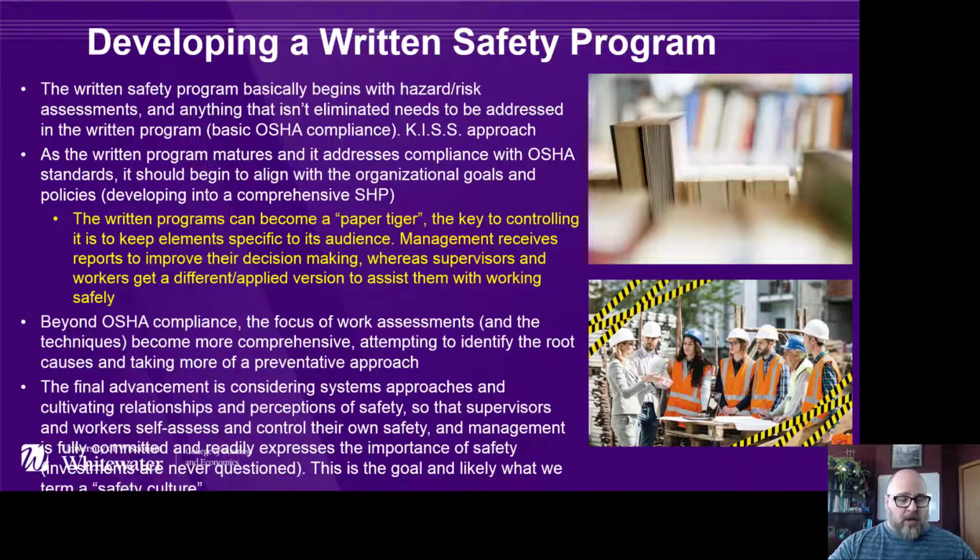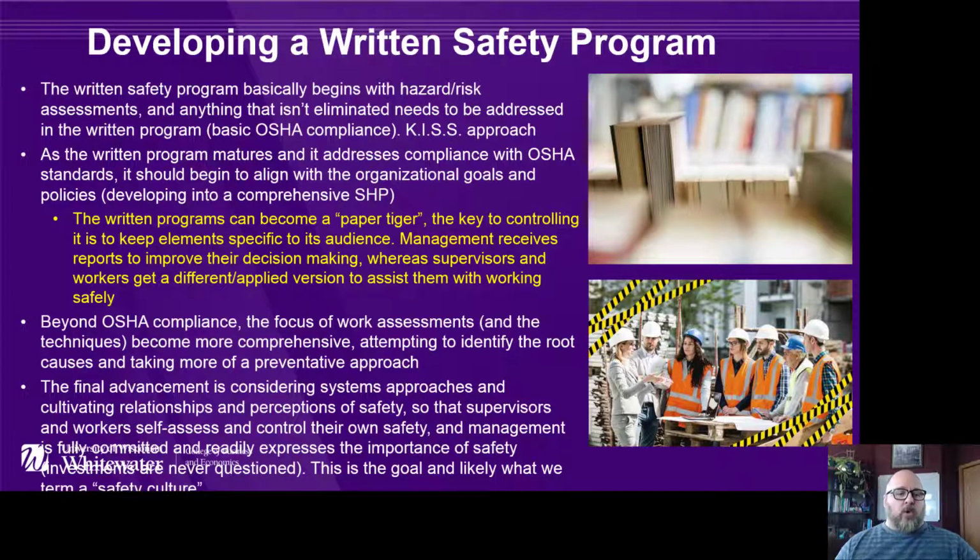What do supervisors need to know about that? What does management need to know about that? I think that's a better format than seeing it from the way the standards are written. Compliance with the OSHA standards can be obtained through this methodology I just talked about.